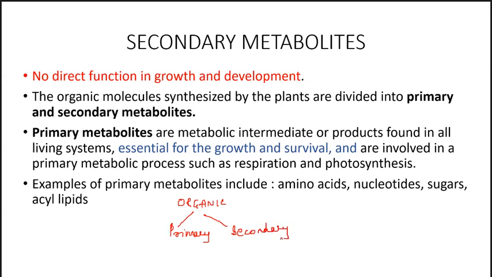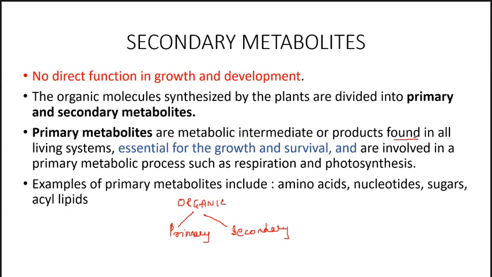Now I'm very sure that you all have studied what primary metabolites are. I'll explain once again that primary metabolites are the organic molecules synthesized by the normal metabolic processes of the plant, for example through photosynthesis and respiration, such as pyruvate, erythrose phosphate, and citric acid. These are the metabolites required in the normal metabolic process of the plant, and they are found in all living systems.